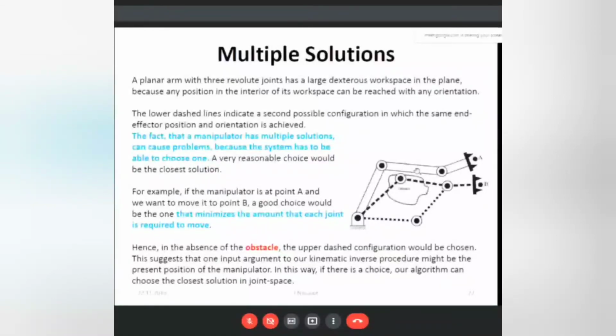For example, if the manipulator is at point A and we want to move to point B, a good choice would be the one that minimizes the amount that each joint is required to move. So there is a minimization problem. I'll give you one problem of minimization also: how this theta 1 can be minimized to reach from one place to another. You have to solve it. You can solve this by different techniques. Whatever they have solved is by calculus of variations, and at undergraduate level I don't expect you to learn calculus of variations.